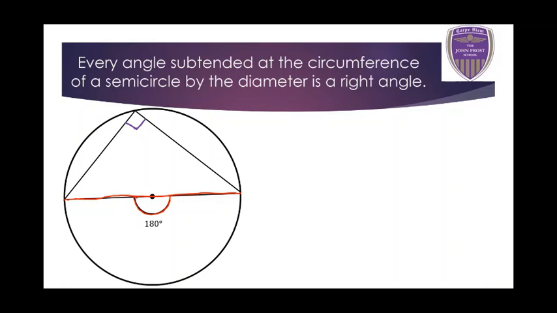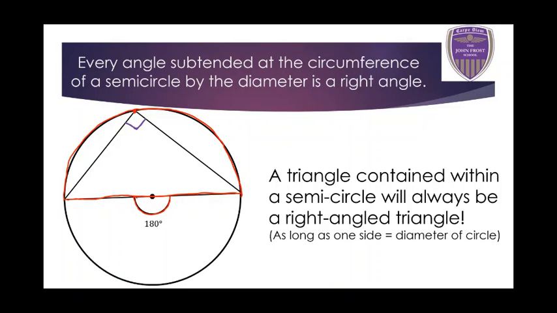So what we've actually got here is when we have a triangle contained within a semicircle, imagine the semicircle around here, as long as one of its sides is the distance of the diameter of the circle and the other side touches a point of the circle, it will always be a right angle triangle, okay? Or to give you a slightly simpler definition, a triangle contained within a semicircle will always be a right angle triangle, as long as one side is the diameter of the circle, okay? And the other point is touching the edge of the circle, okay?